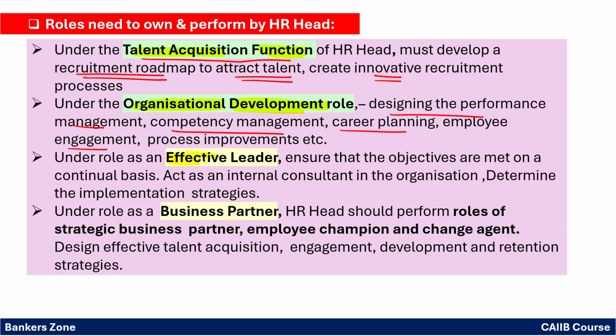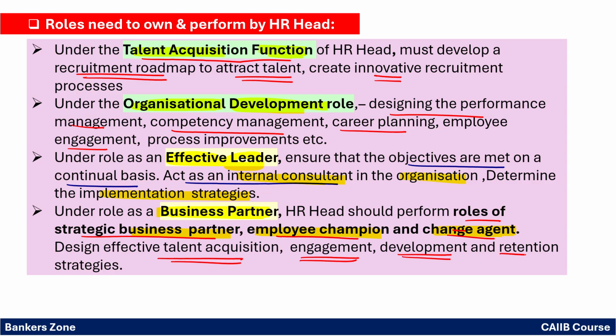Now, under the role of effective leader, he should be able to ensure that objectives are met on a continuous basis, and as an internal consultant, he should act as an internal consultant in the organization and determine the implementation strategy. With respect to the business partner, the HR head should be able to perform the role of a strategic business partner, like employee champion and change agent. So, how can he be a good business partner? The HR head should be able to do the role of a business partner, employee champion, and change agent: designing effective talent acquisition, proper engagement of employees, development of employees, and retention strategy. These are part of an effective business partner.